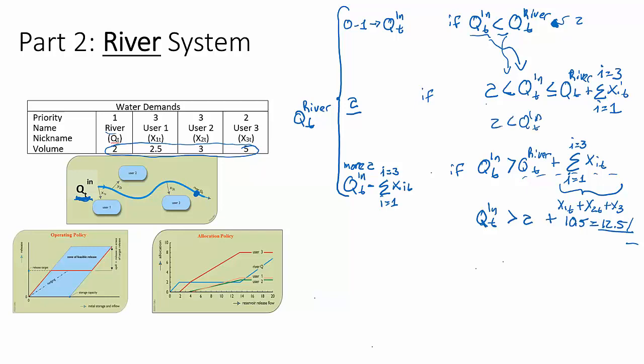is greater than 2, but Q in is less or equal than 12.5. So when this happens, the river will only be receiving 2 units of water. Okay, so this is how you can actually understand how, in this case, we're gonna write these equations, so we can program this in a computer.